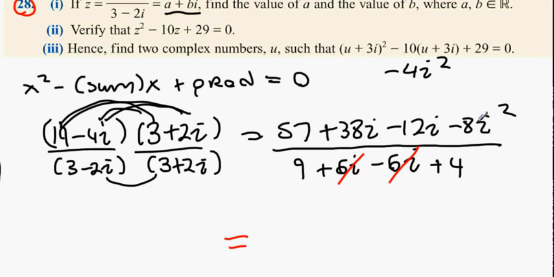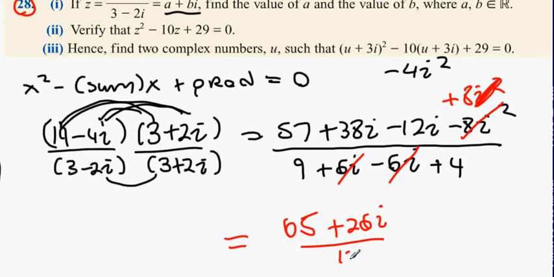In the end, what we're going to get is this minus 8i squared is going to end up to be plus 8. Oh, sorry, plus 8, excuse me. And then it's going to be 65 plus 26i all over 13, which is 5 plus 2i, because 13 into 65 goes 5 times, and 26 divided by 13 goes twice. So we have 5 plus 2i there. Okay, it's 5 plus 2i.